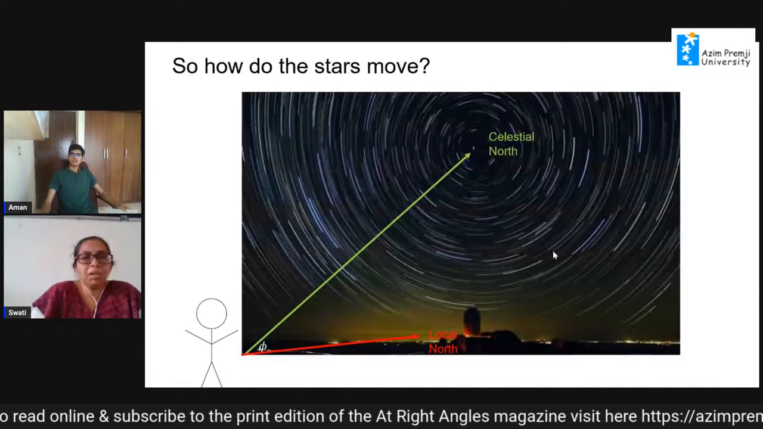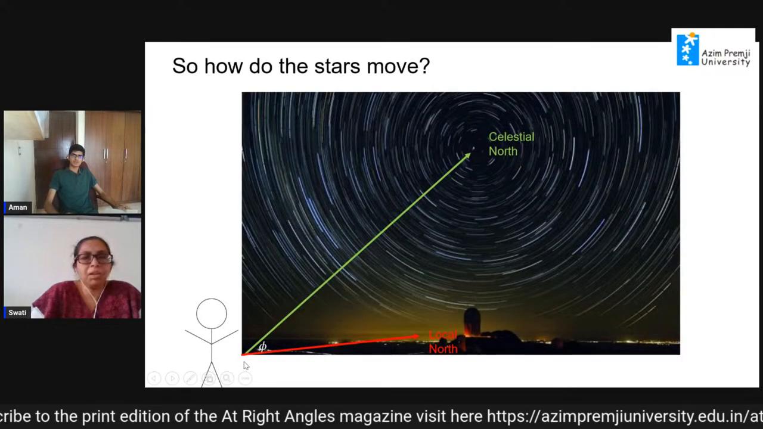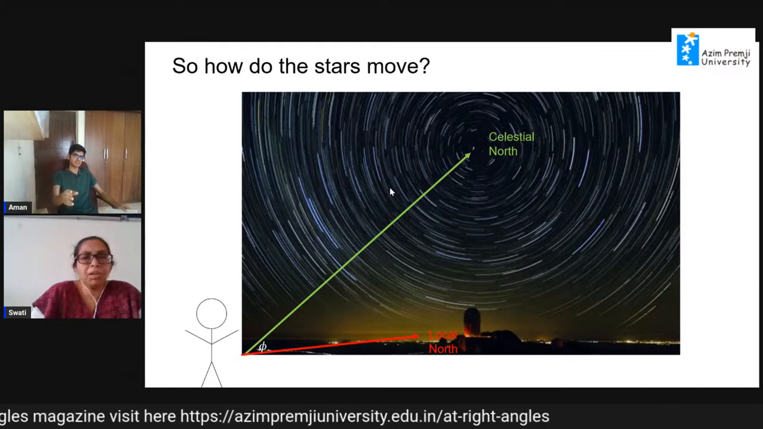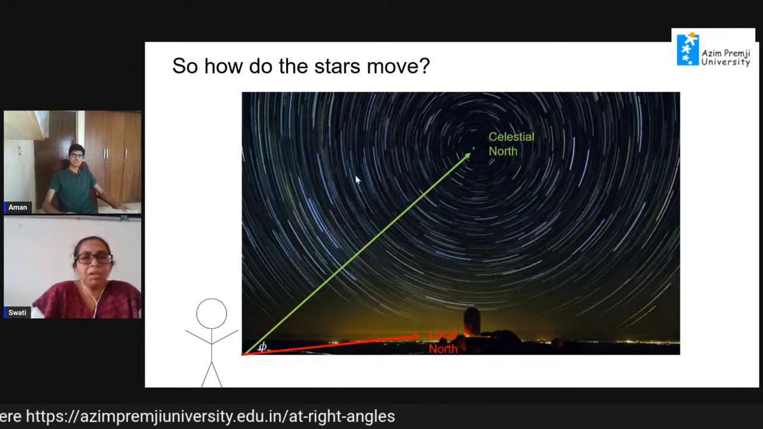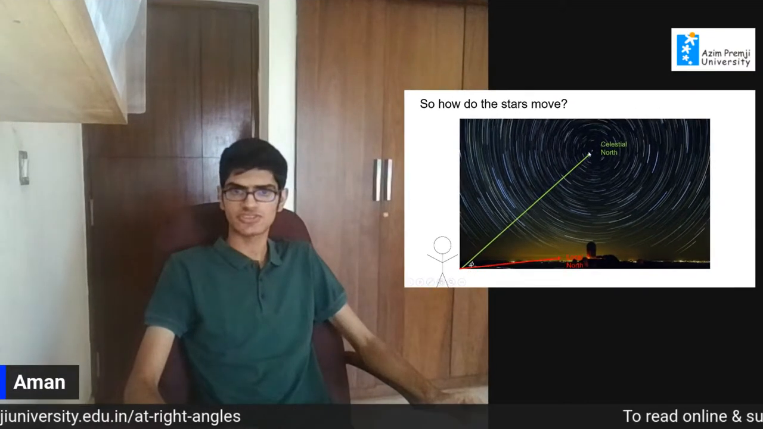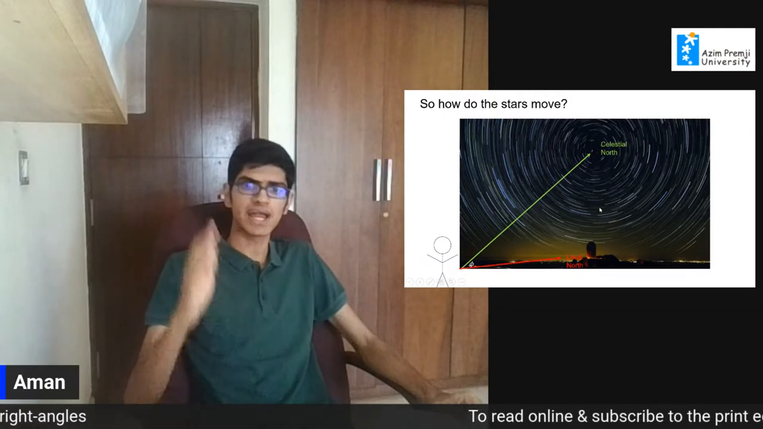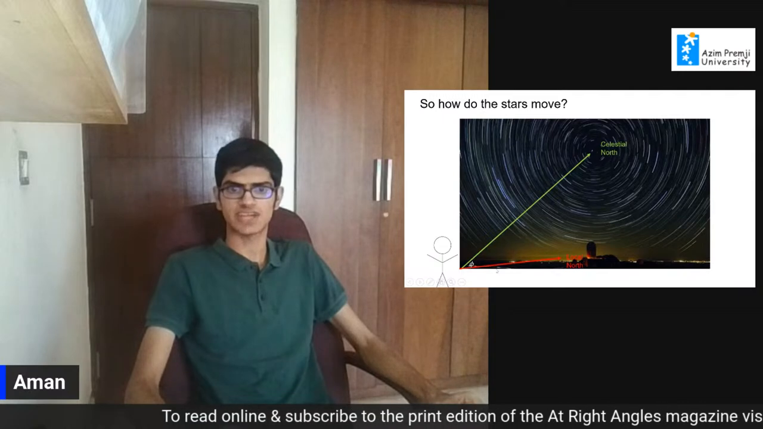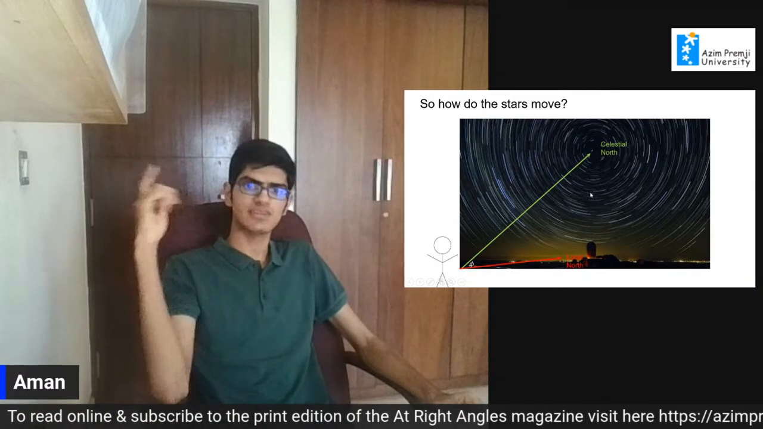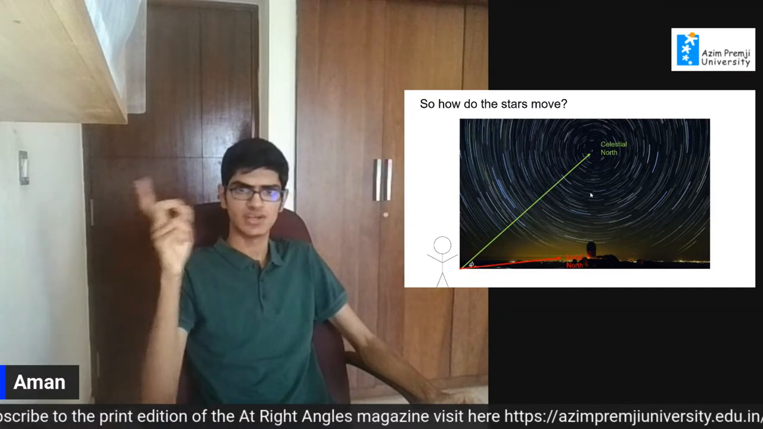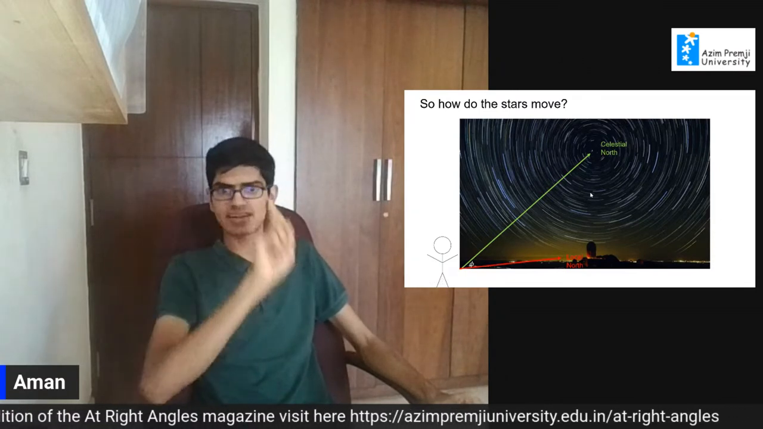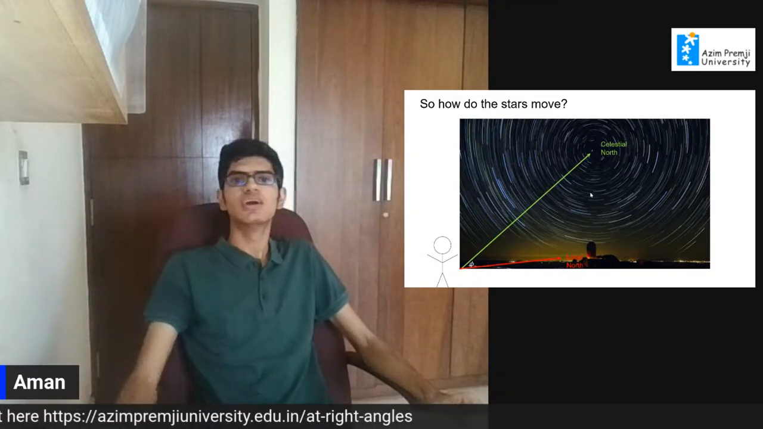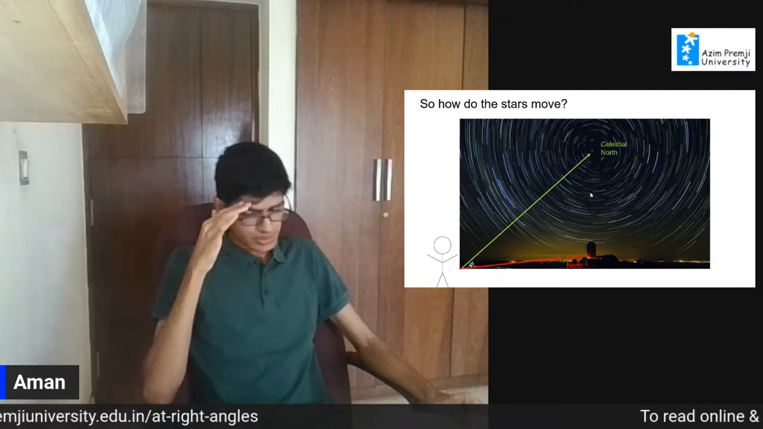So that answers the question of how do the stars move in a very generic sense. If I give you Toronto, Canada, that's 43 degrees north. So the center of rotation is 43 degrees above the horizon. Bangalore is 13 degrees north. The center of rotation would be around 13 degrees above the horizon. And if you are at the North Pole, then all the stars appear to move in circles which are parallel to your horizontal plane, because celestial north would be vertically upwards. Okay.